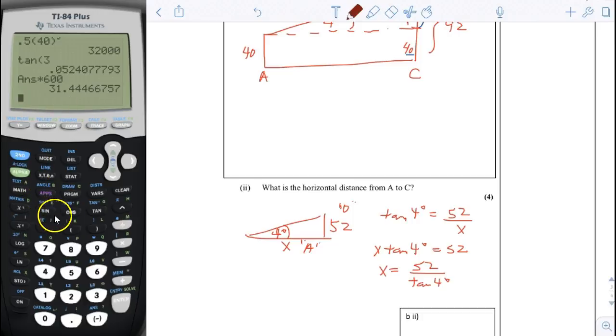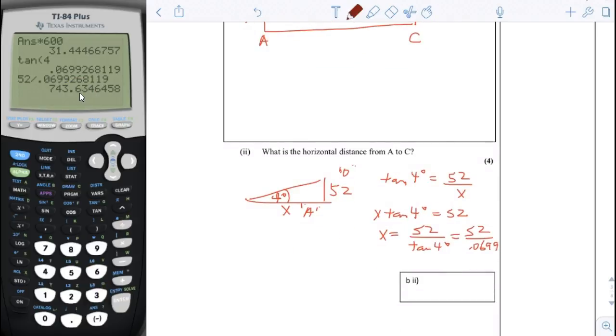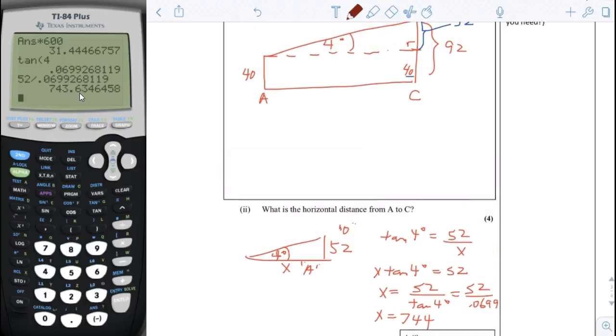And tangent of 4 degrees is 0.0699. So let's do 52 divided by 0.0699, which is 744. X equals 744, and that is the distance between A and C, right? All right.